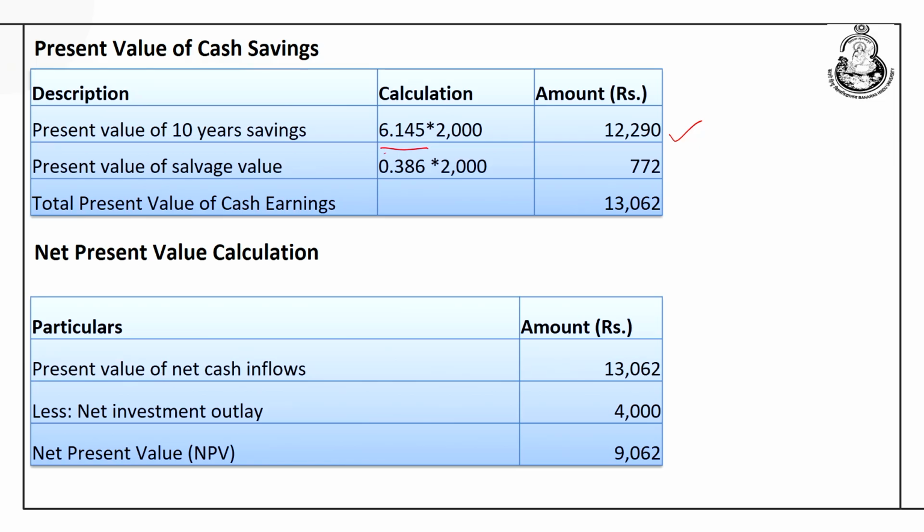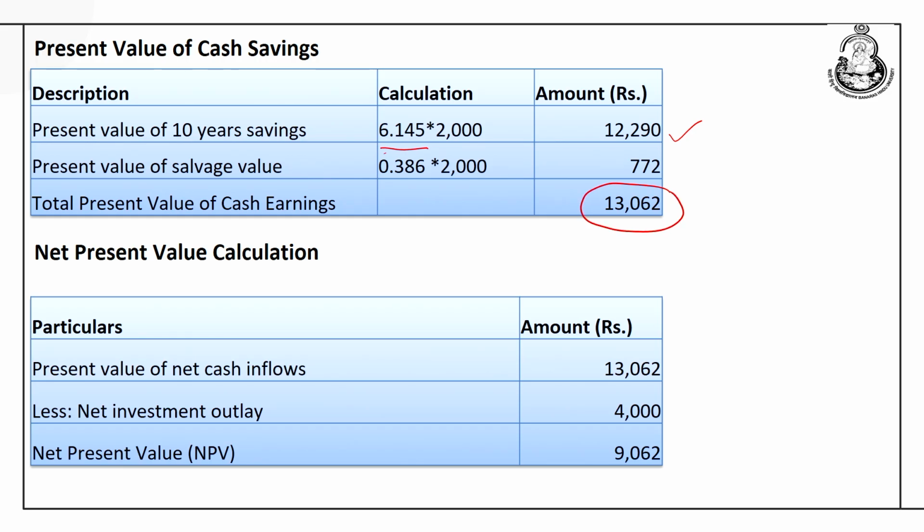So, for this the PV factor in the 10th year will be 0.386. So, present value of 2,000 will be only 772. So, total present value of cash earning is 13,062. How to calculate the NPV?